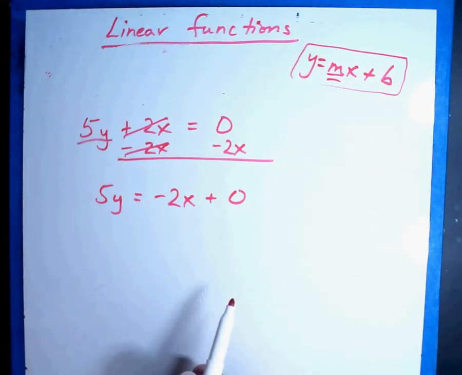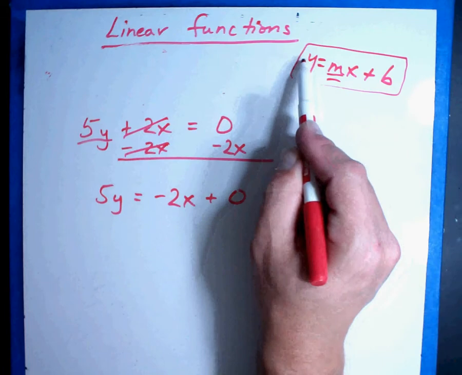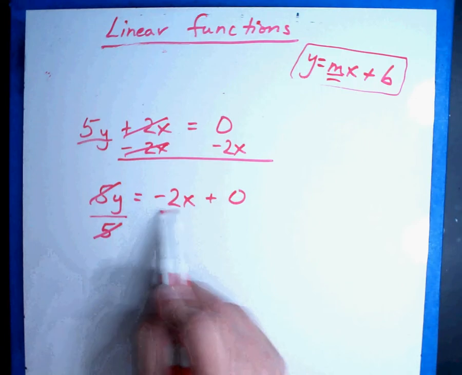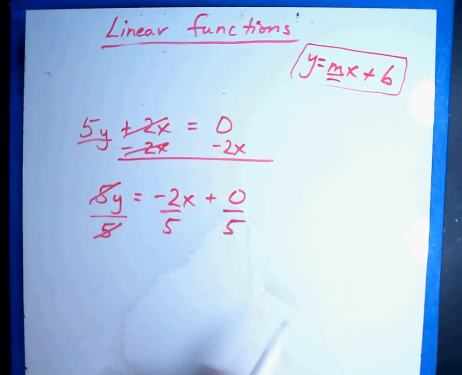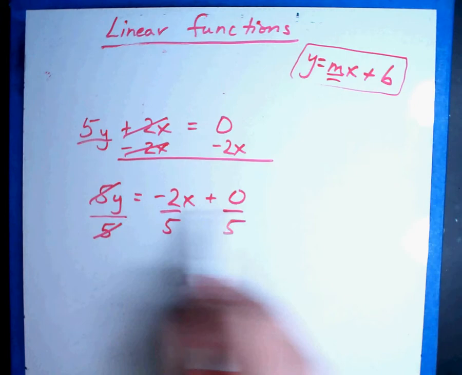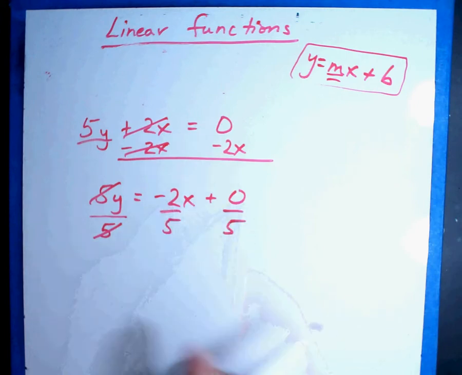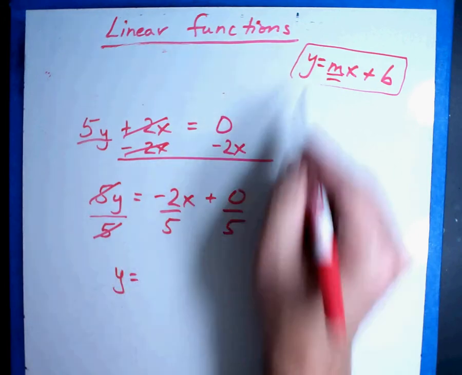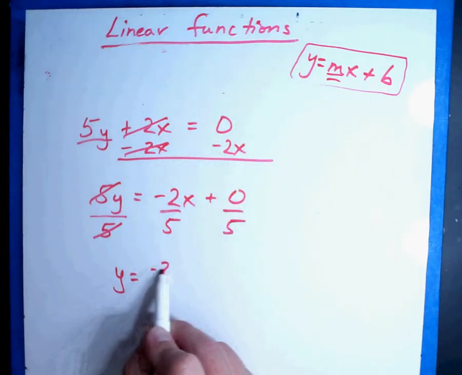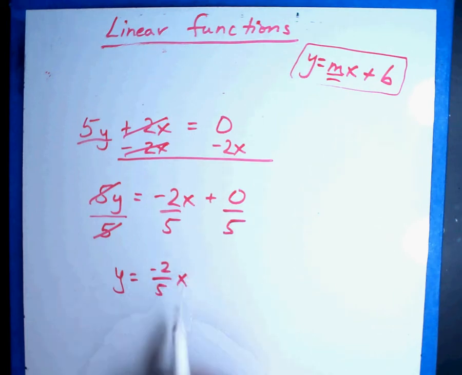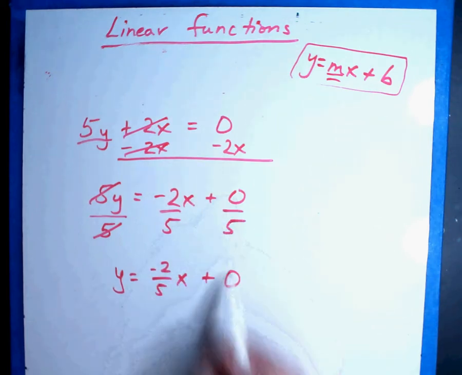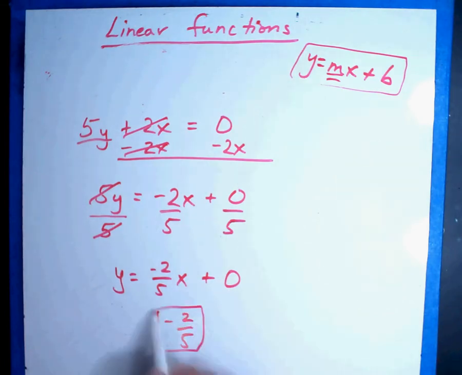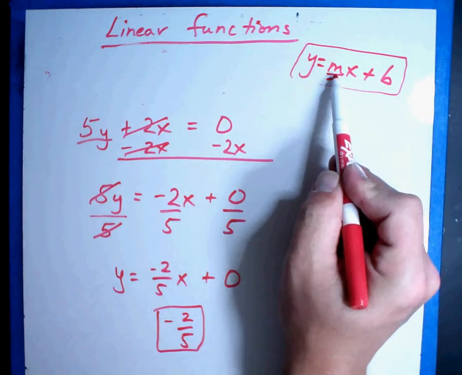Is that it? No. It says just y, one y. Well, I have 5 of them, so I'm going to get rid of this 5 by doing the opposite. That means I have to do this on both sides. Sometimes you'll see people make one long line and a big 5, but it actually goes with both of them. So for me, this is the easiest way to write it. Y equals, oh yes, there it is. What's left? Minus 2 fifths x. 0 divided by 5 is 0. What's the slope? Negative 2 fifths. How do I know that? Well, the slope is m, and that was the question.